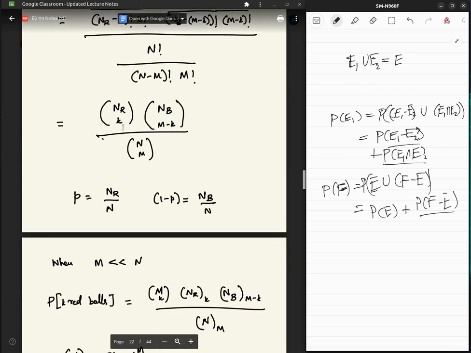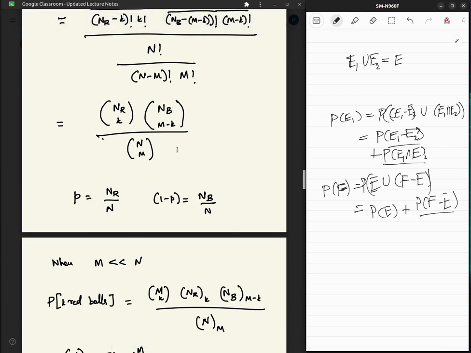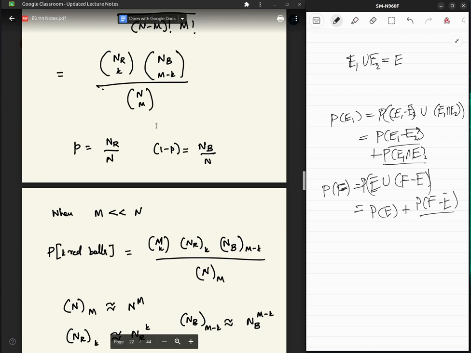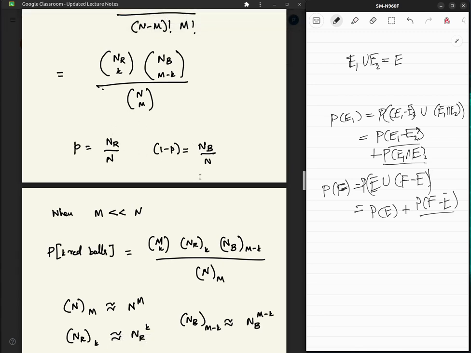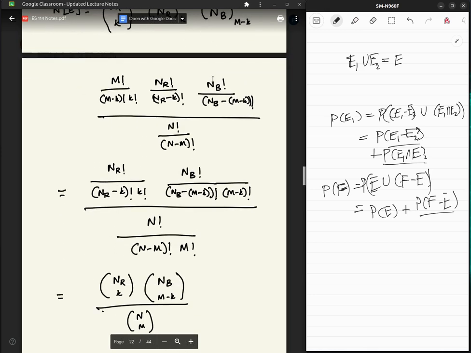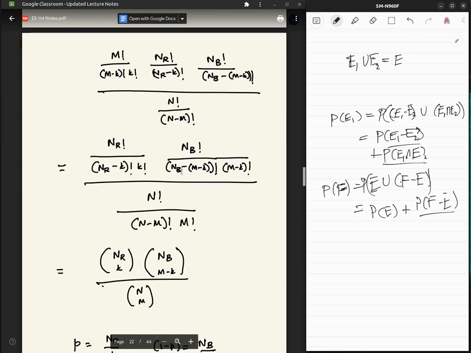And that's what this stuff is, which is NR permute K times NB permute M minus K, over N permute M. Why did you write it like that? I don't know. Oh, so that's a different format, huh? Fine.